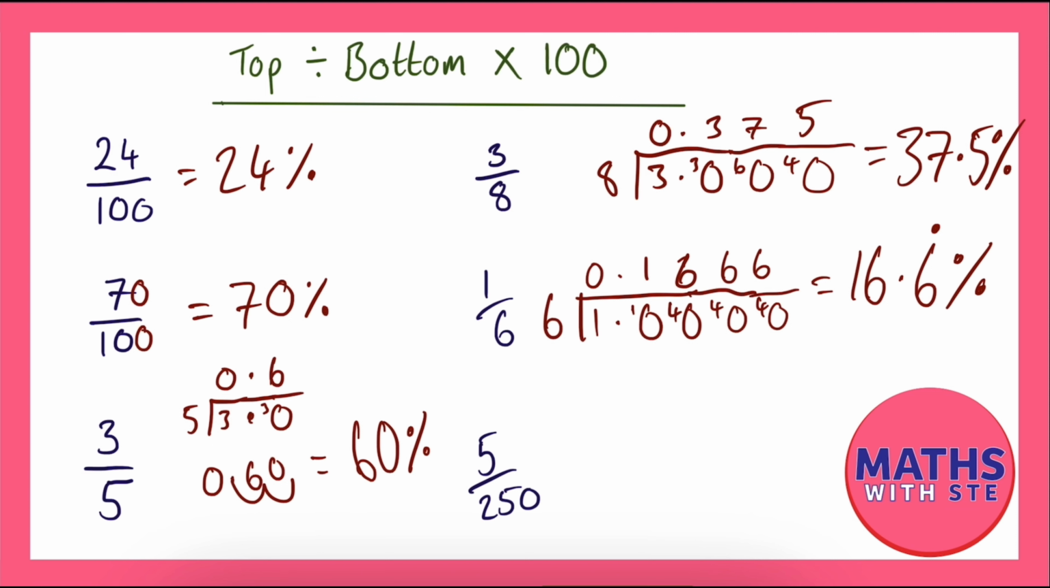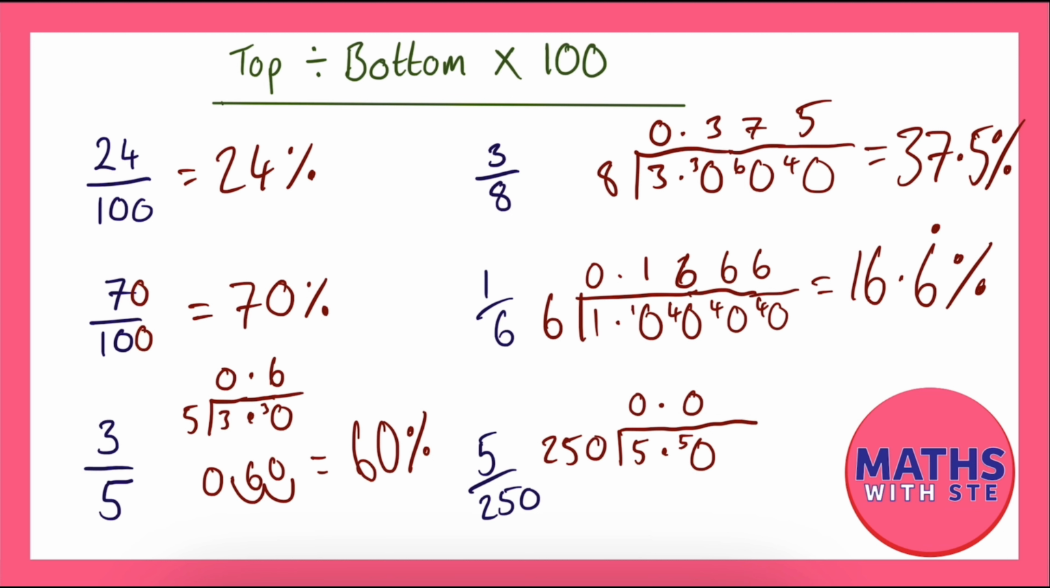Okay, last one, 5 over 250. Well, 250 is bigger than 100, so what am I going to do there? Well, you're going to do exactly the same. So, how many times does 250 go into 5? And the answer to that is 0. Put a point. The 5 comes along. How many times does 250 go into 50? Well, 0 times. Okay then, fine.